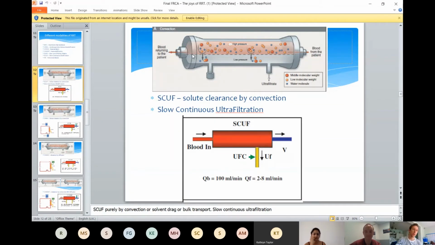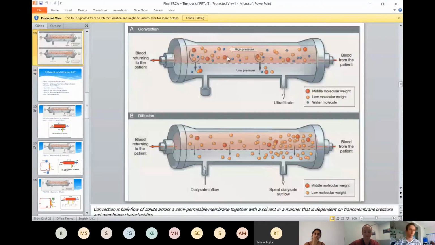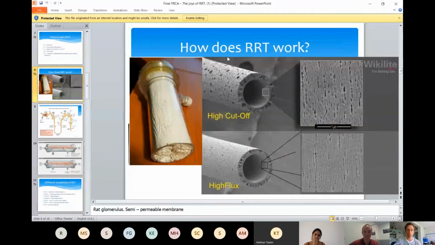Just building on the foundation of what Kathyrn said, this is your standard dialysis filter, which is what you'd probably see attached to a CVVH machine or a dialysis machine, and that's the filtration bit.